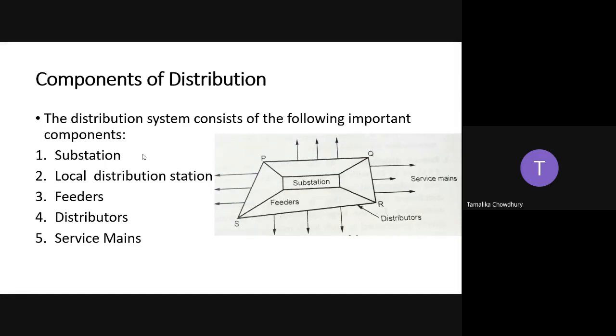Okay, and the last part is the service mains, in our house where we dwell. In the meter box, the line that is first coming to the meter box, those are the service mains. Service mains are small cables between the distributors and the actual consumer premises, like our house. So between the distributor and the consumer premises are the service mains. These are the components of distribution.